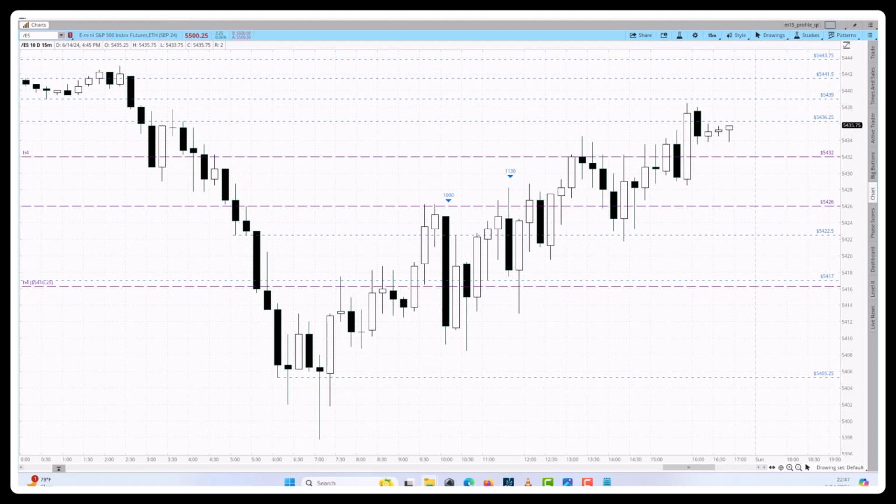And here's our last trade. Okay, let's open our last trade.